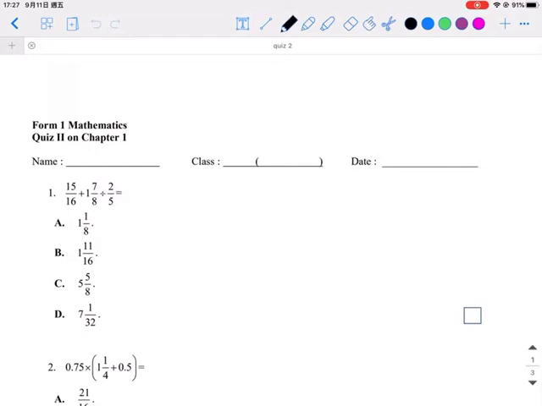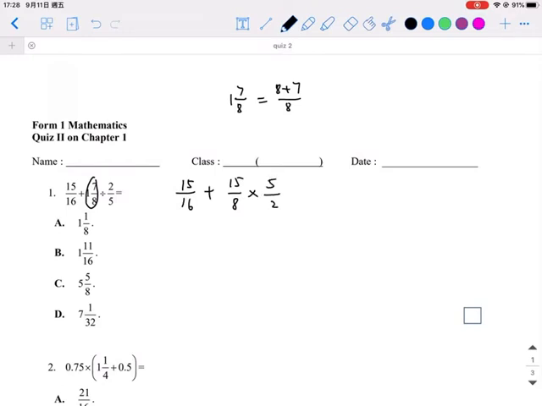The solution to quiz 2 on chapter 1. For the first multiple choice question, we try to do the division first. Remember to change the mixed fraction to an improper fraction. That means 1 and 7 over 8 is equal to 8 plus 7, that means 15 over 8, and divided by 5 over 2, I change to multiplication.